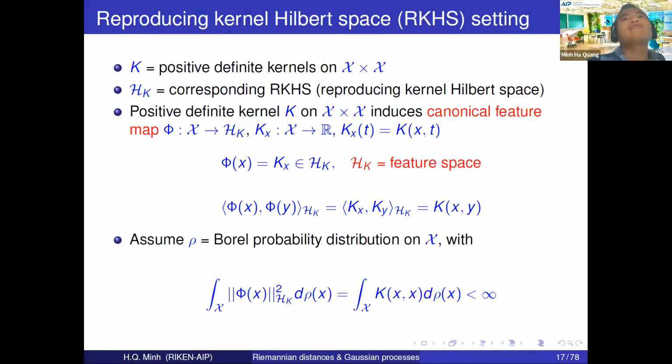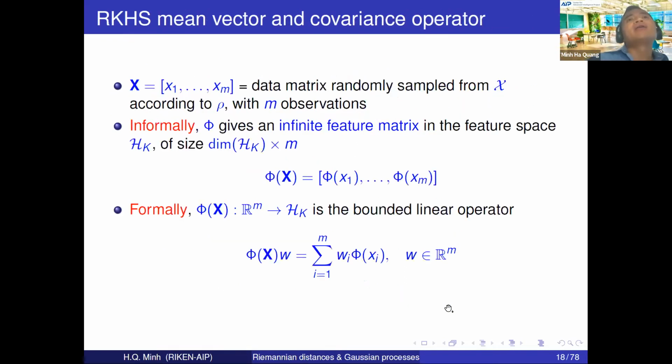So if we have a positive definite kernel K and a corresponding RKHS H_K, then there's a canonical feature map phi that maps X to H_K. So we have phi(x) equal to K_x. It is given by this formula here. And so the inner product in H_K of phi(x) and phi(y) is just equal to K(x,y). And assume that we have a probability distribution rho on X, so that the integral of the norm squared of phi(x) is finite, which is equal to the integral of K(x,x). So this is finite.